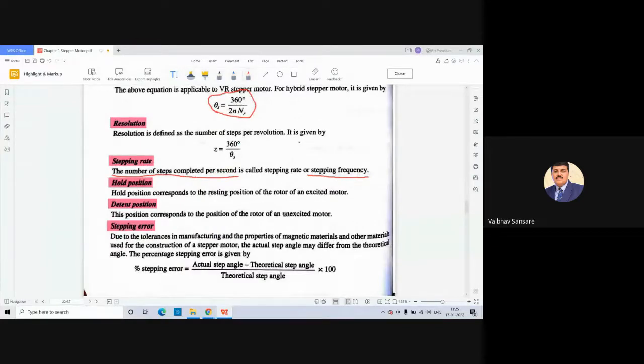Next, the fourth and fifth definitions are related to the actual positions of the rotor of the stepper motor. There are two different positions: one is the hold position, and another one is the detent position.